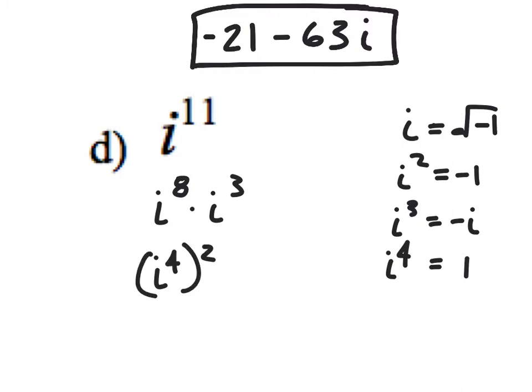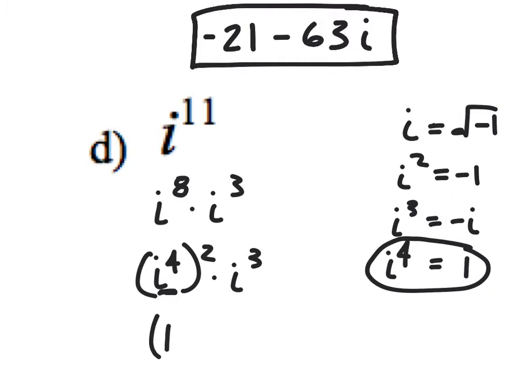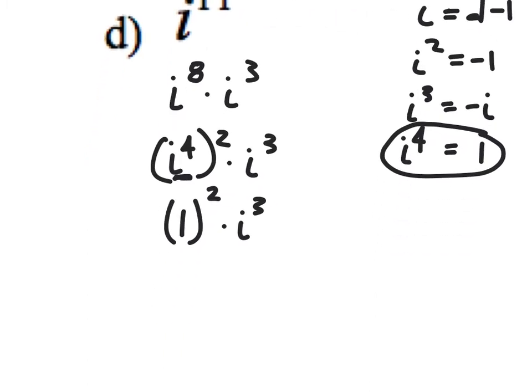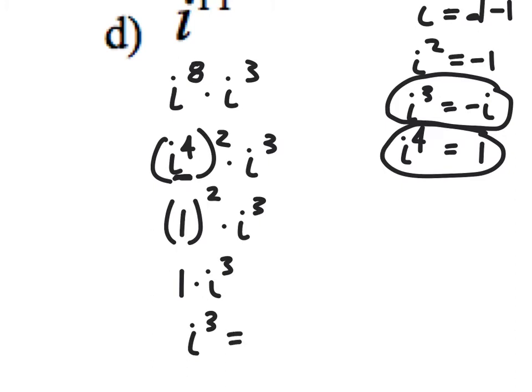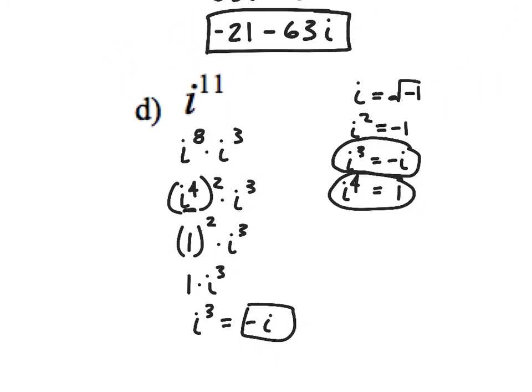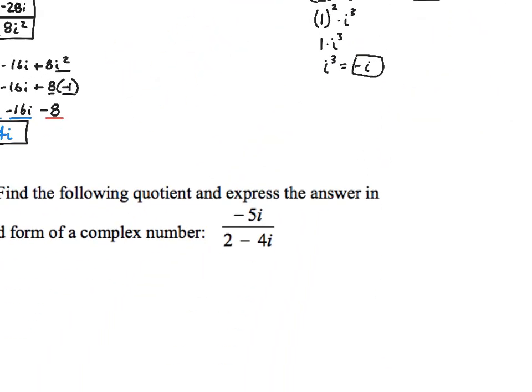Now i to the 8th, I can rewrite as i to the 4th to the 2nd power, and then times i cubed. The reason I want to get this into something with i to the 4th is because i to the 4th is equal to 1. I can then replace i to the 4th with 1. I'm going to square that and then multiply it by i cubed. So 1 squared is just 1, and then multiplying that by i cubed just gives me i cubed. Now remember, i cubed is negative i. So if I were to just do i to the 11th, I get negative i. Okay, so there's that. All right, the last one.